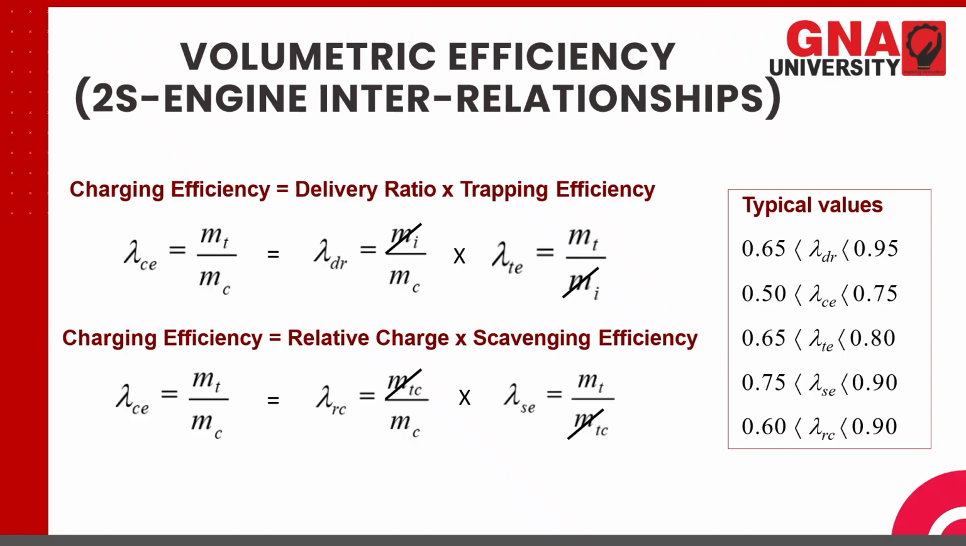So here are some typical values of charging efficiency, delivery ratio, etc. For delivery ratio, it varies from 0.65 to 0.95. For charging efficiency, it varies from 0.5 to 0.75. For trapping efficiency, it varies from 0.65 to 0.8. For scavenging efficiency, it varies from 0.75 to 0.9. And for relative charge, it varies from 0.6 to 0.9.